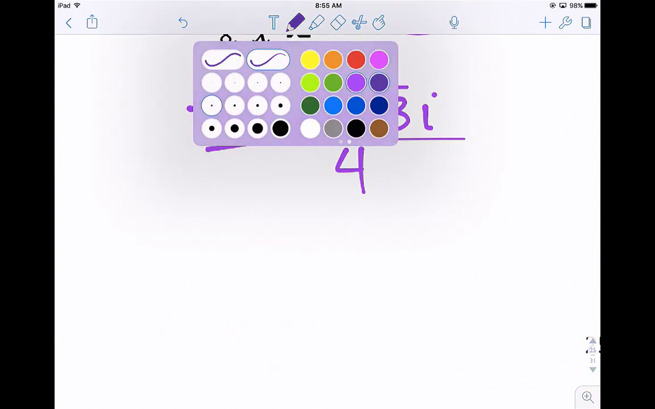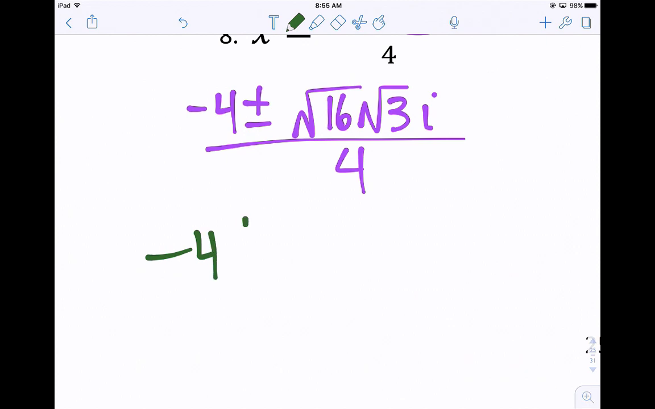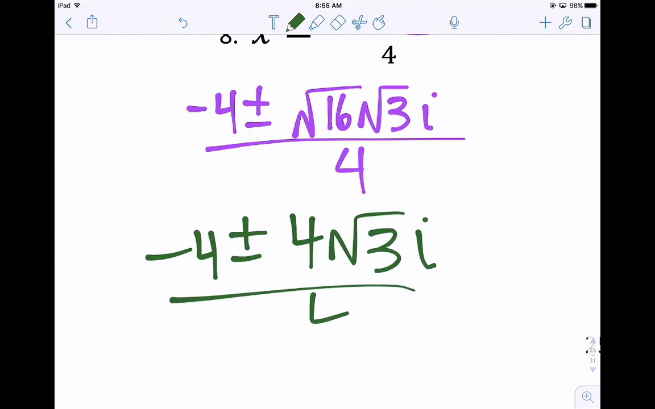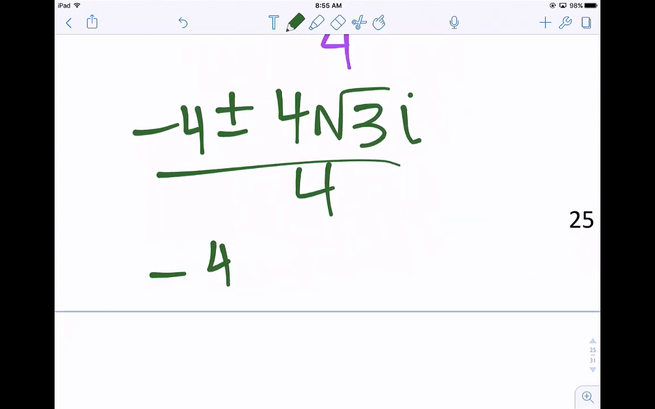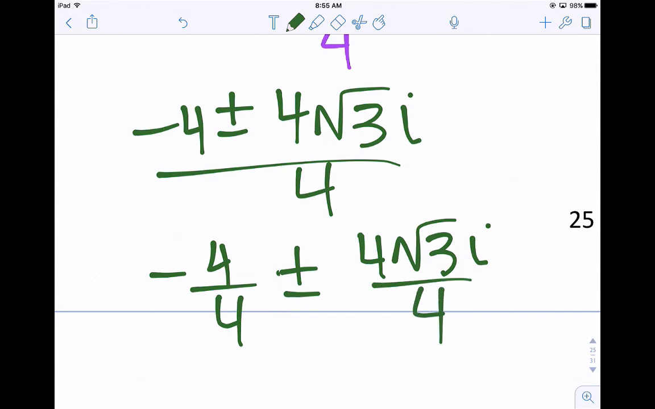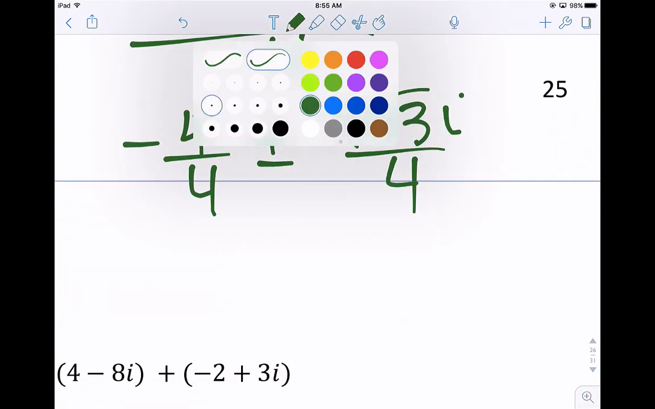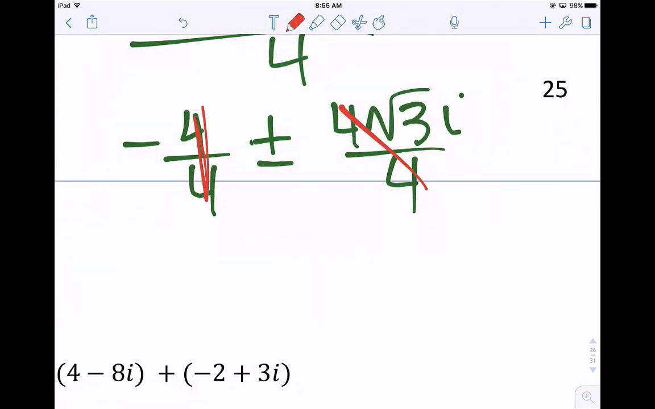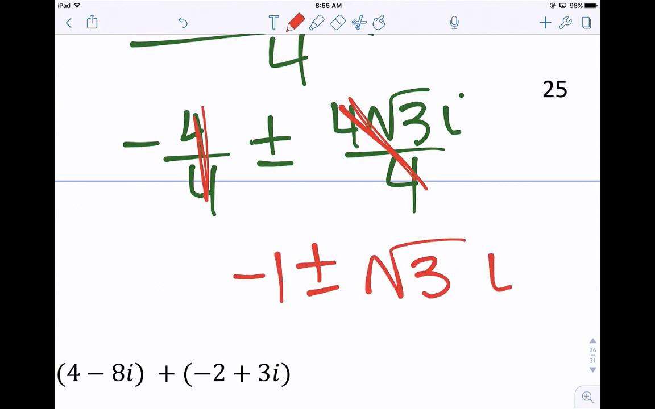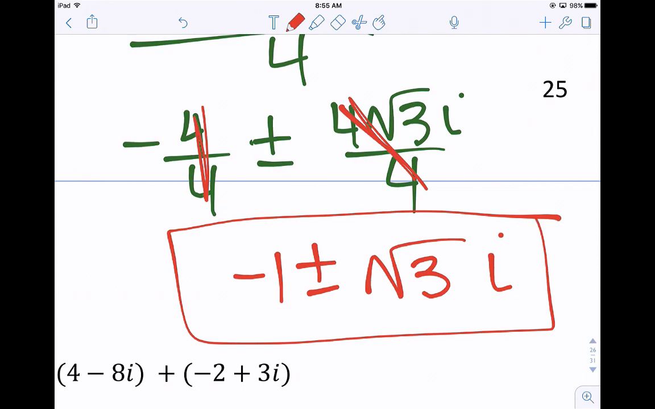All right, and then here we have negative 4 plus or minus 4 square root of 3i over 4. Pull apart the fractions. And then here again, any number divided by itself is 1, so these cancel. And you get negative 1 plus or minus the square root of 3i. And those are the 2 imaginary solutions.